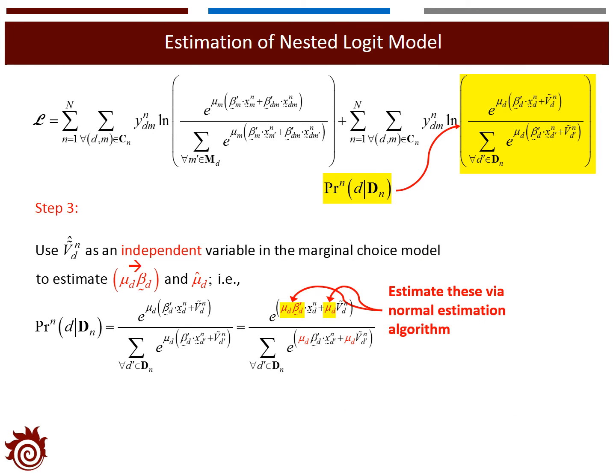Then with these estimated values of mu d beta d and mu d, we are able to find out the value of mu d hat. That's the estimated value for beta d, which is just mu d times beta d over mu d hat.